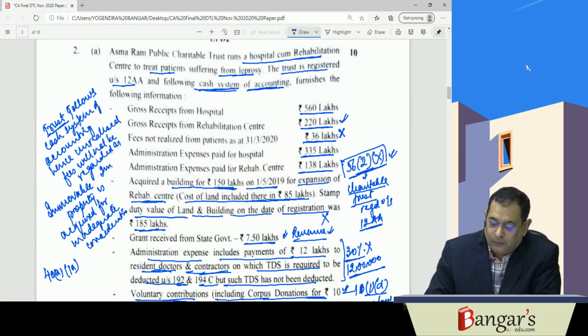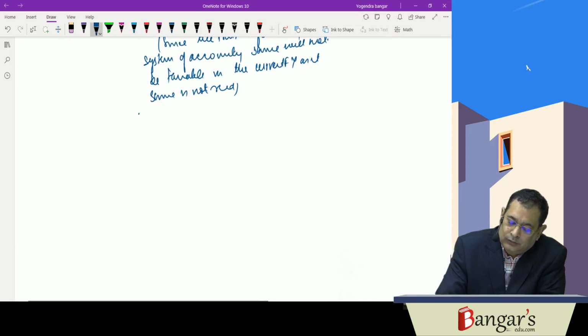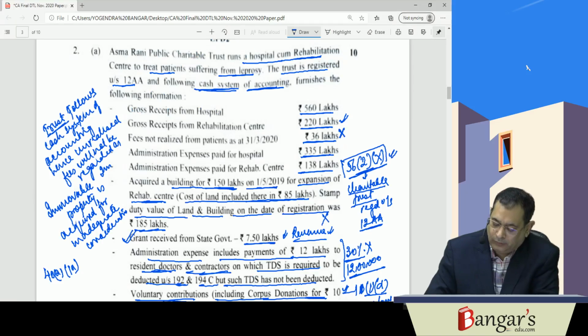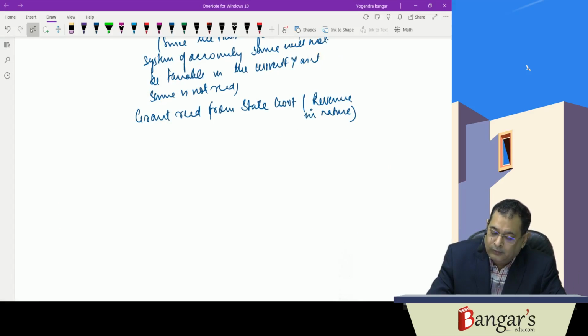Therefore, then we see the other incomes first. Grant received from state government. We presume that it is revenue in nature. If we presume that it is capital in nature, then it won't be taxable. There is 7,50,000.